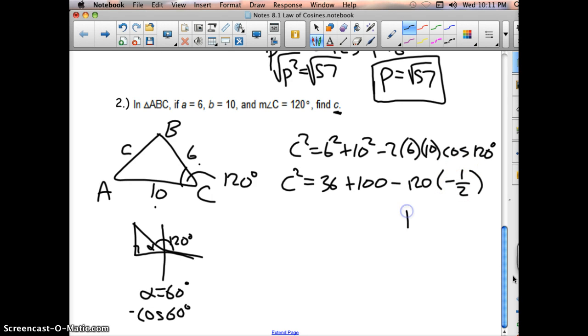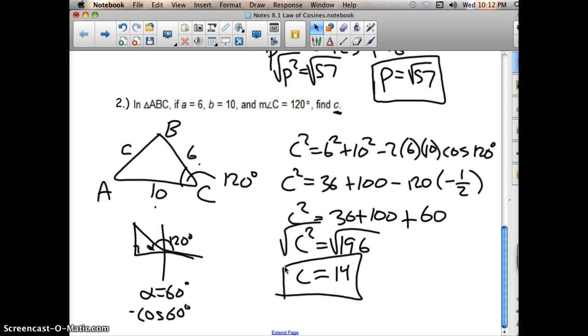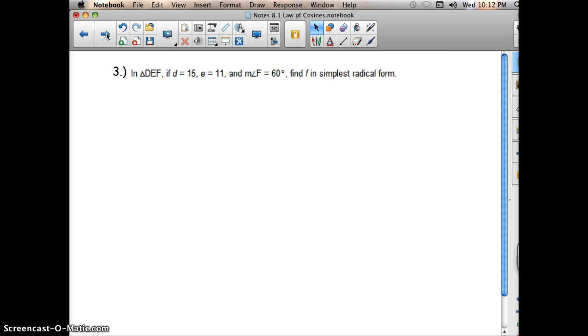So that gives me a plus 60. 36 plus 100 plus 60. C squared is going to be 196. Get the square root of both sides. Oh, that's a perfect square. C equals 14. I love it when it works out nice like that. Doesn't always, though. Again, moving quickly. If you're having trouble, pause, replay, rewind, go back.